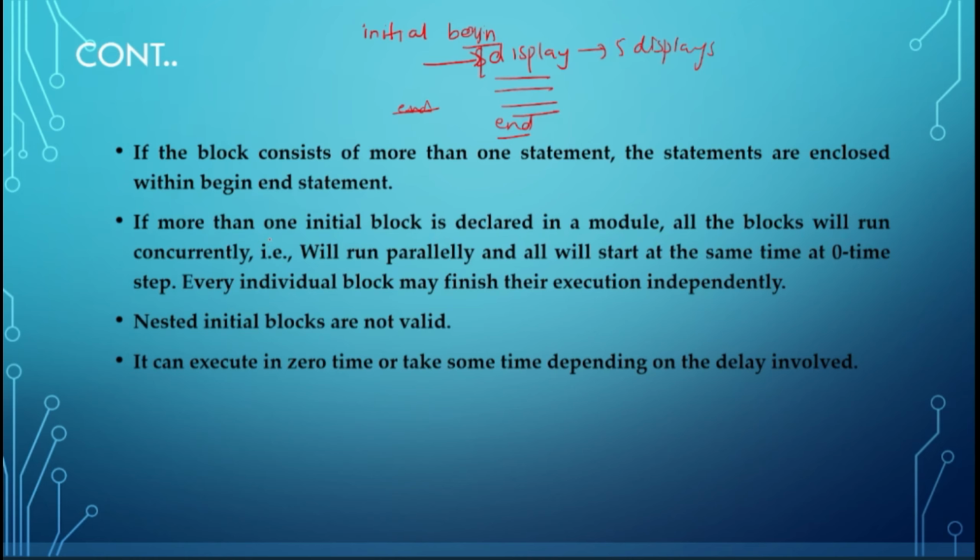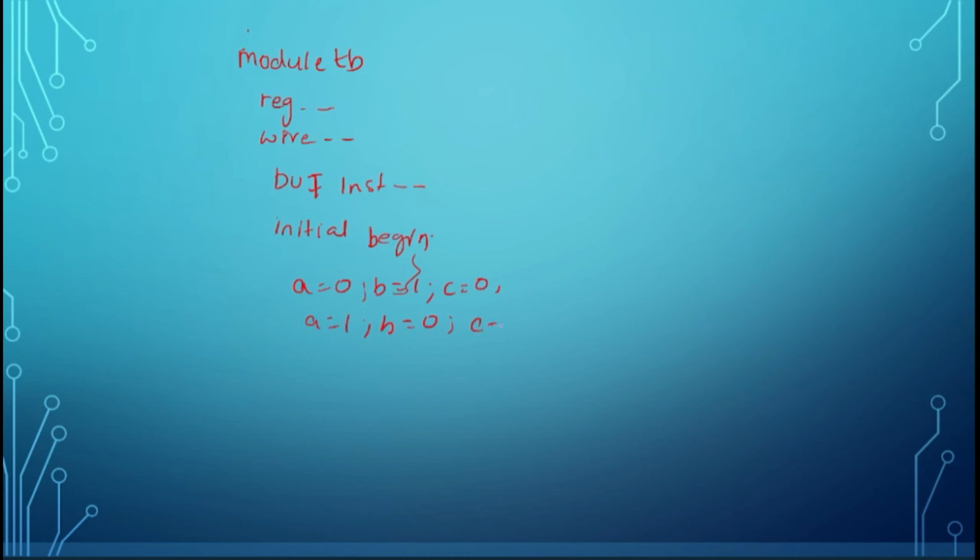This is also very important. For example, you write module test, declare reg values and wires, and then your DUT instantiation. Everything is done, and now you write your initial block. You pass some values like a equal to 0, b equal to 1, c equal to 0. In this way you pass a equal to 1, b equal to 0, c equal to 1, some 4 or 5 values, and then after begin you write end. This is my first initial block.